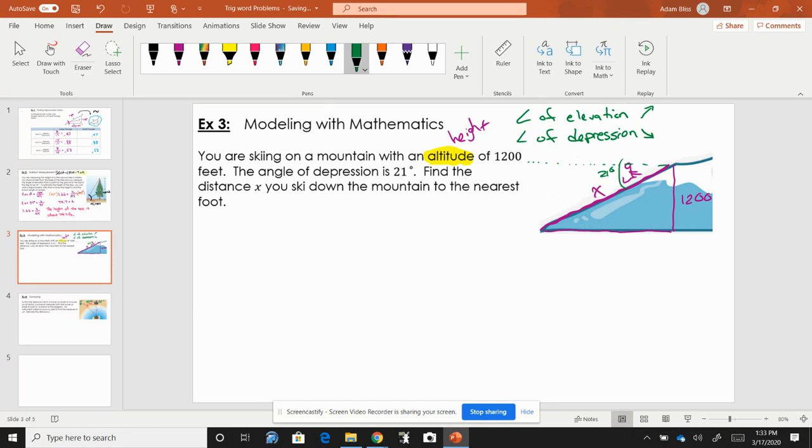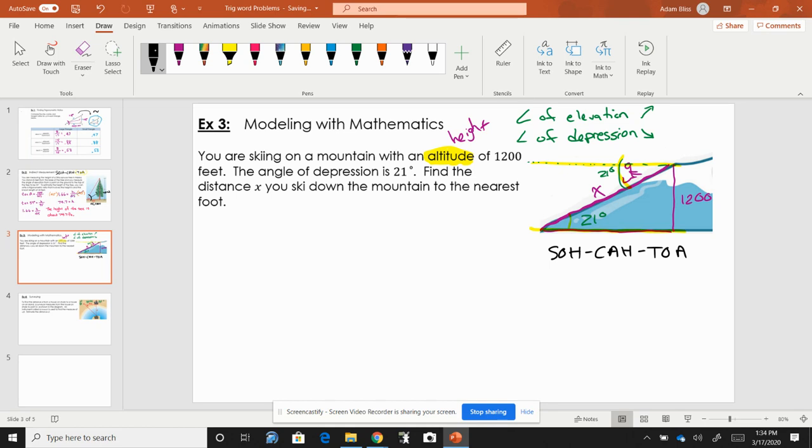The good thing is we remember way back in, I don't know, September, October, when we looked at parallel lines. We have this line is going to be parallel to this line. So this angle is 21 degrees. This angle here is also 21 degrees. Right. So now we have our triangle. We have an angle, we have a side, and we have a side that we're looking for. So again, we ask ourselves, what are we going to use? Sine, cosine, or tangent? Right.